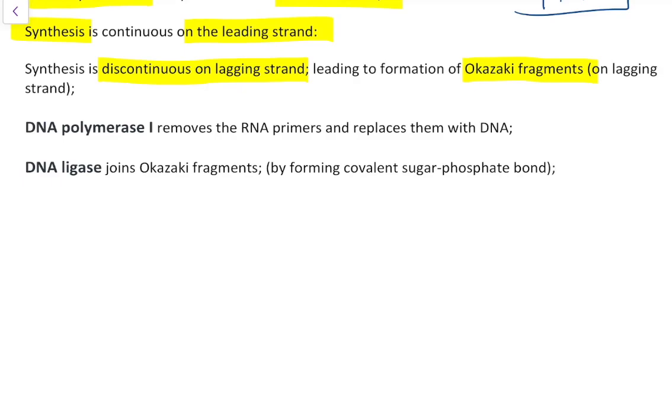We also had the need to replace, and this happens both on the leading and the lagging strand, polymerase 3 needs to replace the RNA primer with DNA, and ligase needs to join Okazaki fragments, and it also joins on the leading strand as well. It needs to join the gap in the double helix, which was caused by the RNA primer being there to start.